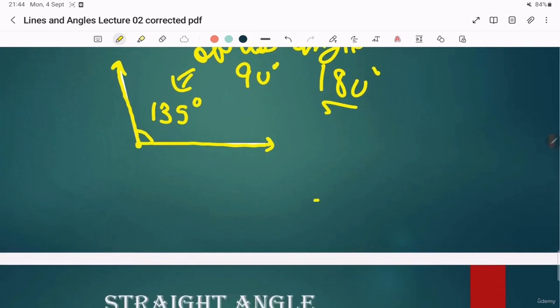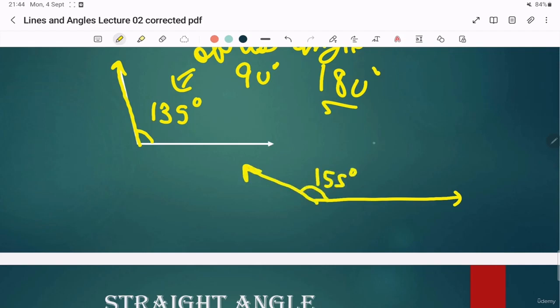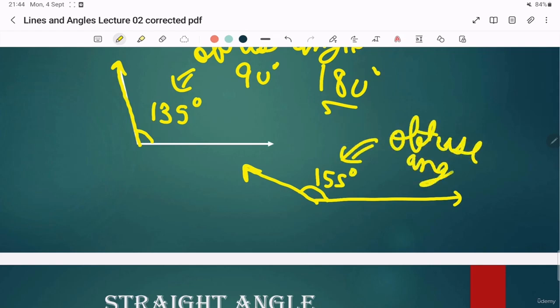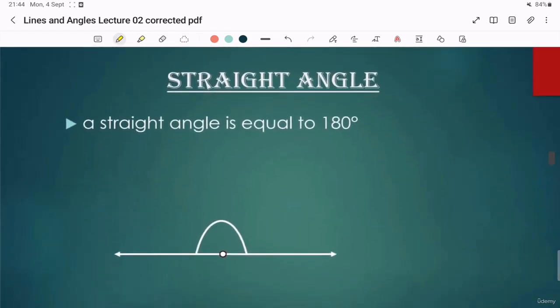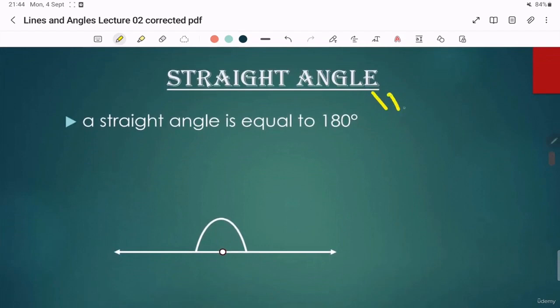Let's say we have a ray like this and another ray like this. Let's say this angle is 155 degrees. So this is an obtuse angle. So the angle between two rays is going to be obtuse if it is greater than 90 degrees but less than 180 degrees. Now what is a straight angle?